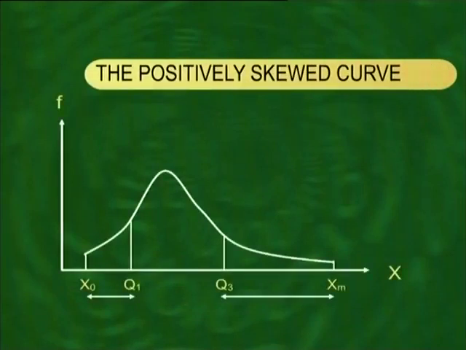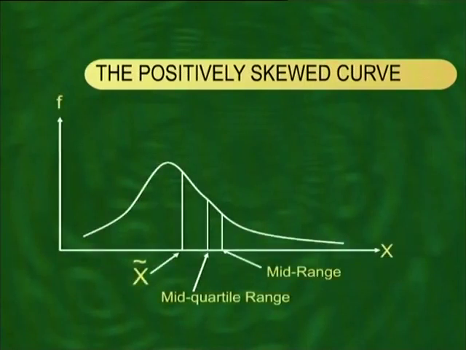And what is the situation in the case of a positively skewed distribution? As you can see on the screen, in this situation, the distance between xm and q3 is greater than the distance between x0 and q1. Also, in the case of a right-skewed distribution, the median is less than the mid-quartile range, and the mid-quartile range is less than the mid-range.